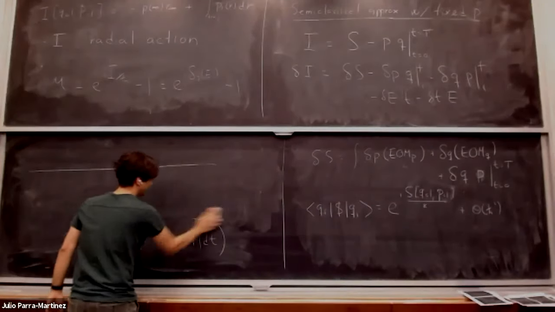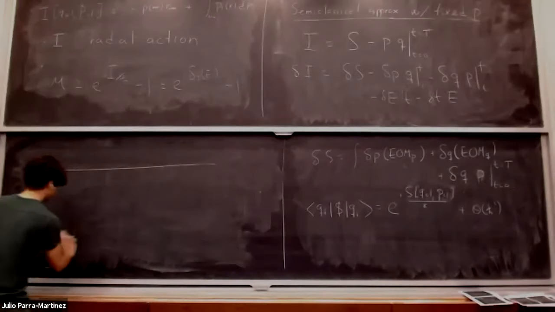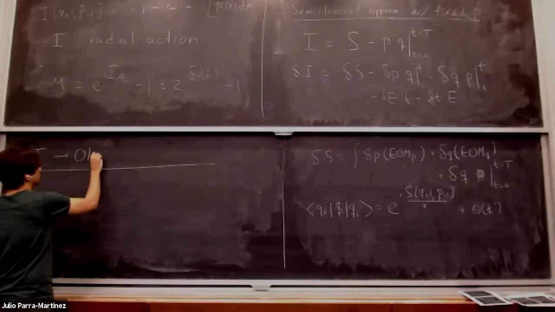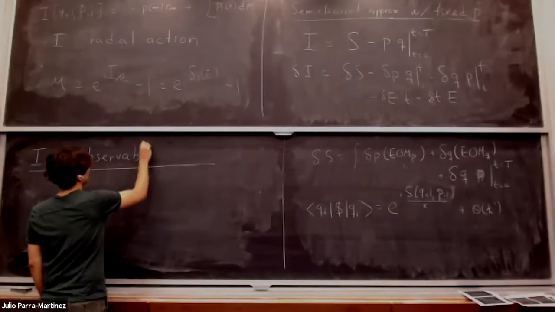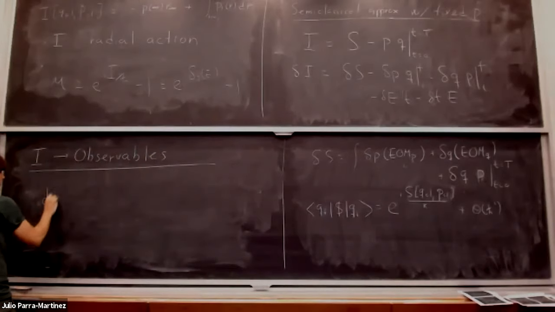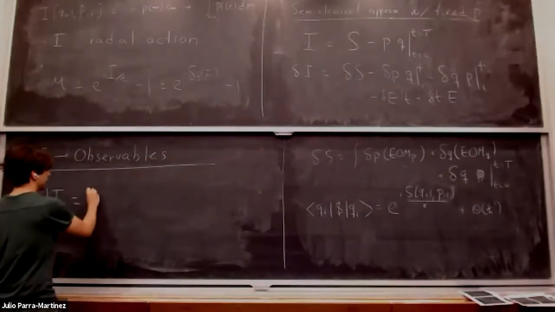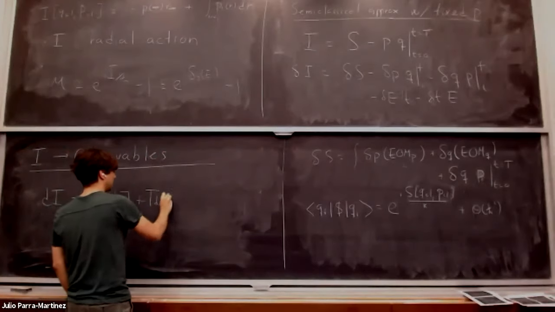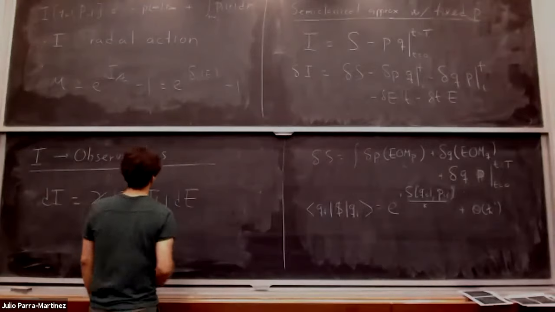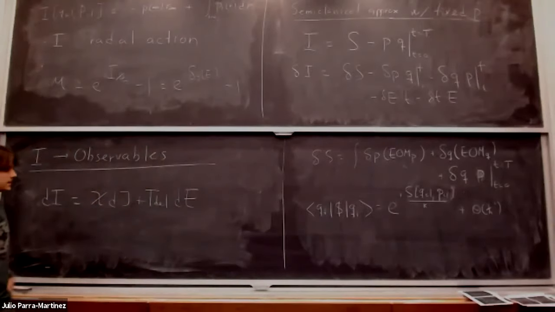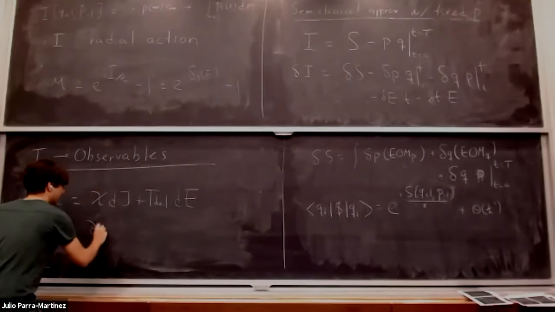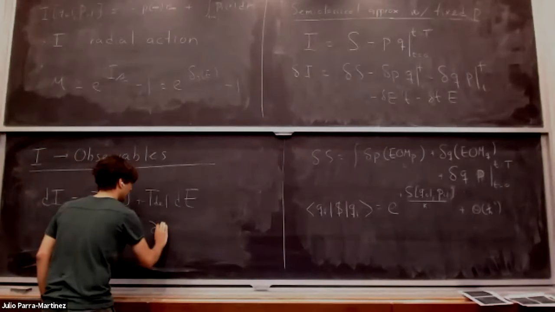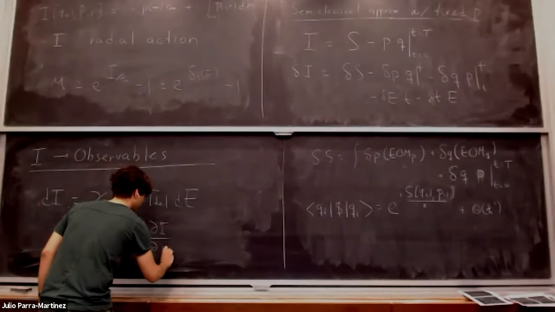The reason is because the derivatives of this radial action are the observables. So the differential of this radial action is going to be the scattering angle times dj plus the time delay times the energy. And if you fix, so this means that this thing is delta I over delta j, and this thing is delta I over delta E.